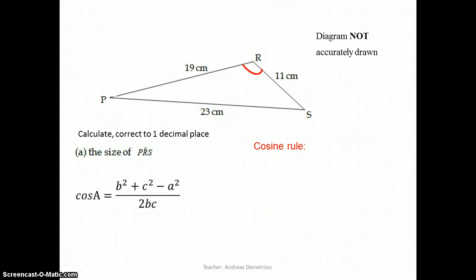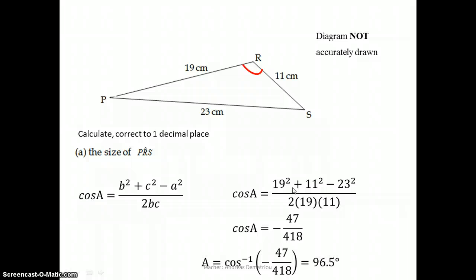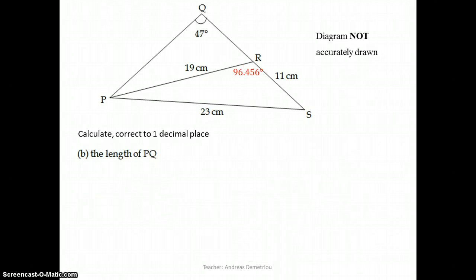An easy way to remember this formula is that the side that is opposite of the angle of interest, so this number 23, is the number here that you need to subtract. So it will be 19 squared plus 11 squared minus 23 squared, which is the side opposite of the angle, divided by 2 times these two sides. You find the value on the calculator, you press shift cos, and you find the answer.